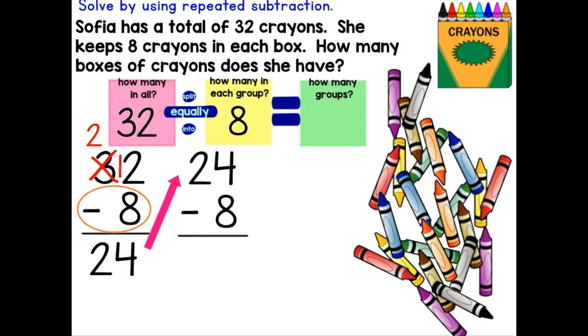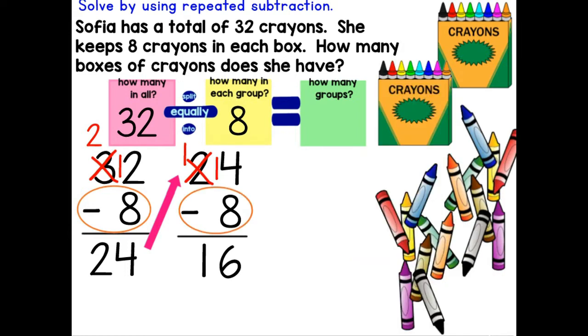Now we're going to take 8 crayons away from the 24 that are left in a little mess over here, and we're going to put those 8 crayons away in their box. We're starting in the ones column. 4 minus 8 can't do. So what are we going to do? Go next door and take 10 more. Now we have 14 minus 8, which is 6. And we're going to bring that 1 down from the tens column.